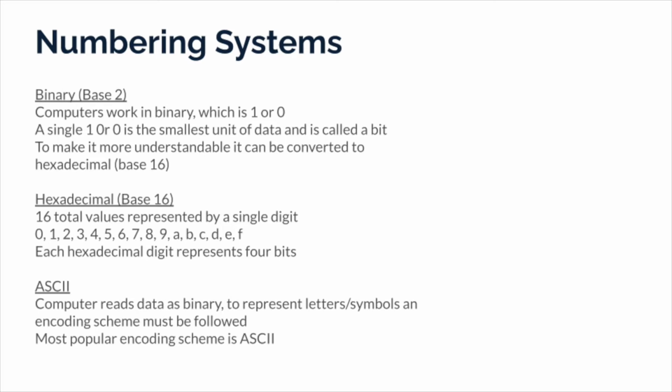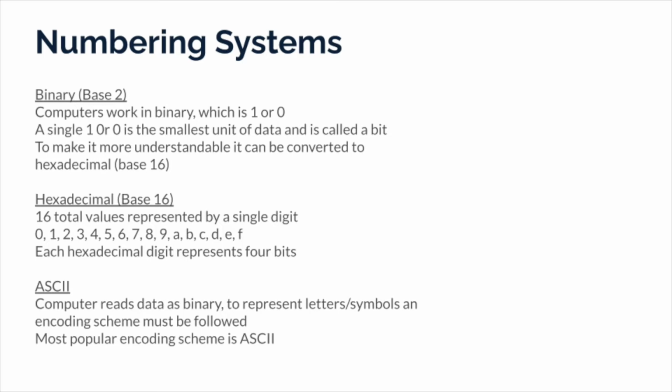So 16 total values are represented by a single digit. It goes from 0 to the letter F. The number 10 is represented by A, 11 by B, 12 by C, and so forth. Each hexadecimal digit represents 4 bits, and that's known as base 16. And then we have ASCII: a computer reads data as binary to represent letters and symbols, and an encoding scheme must be followed. The most popular encoding scheme is ASCII.